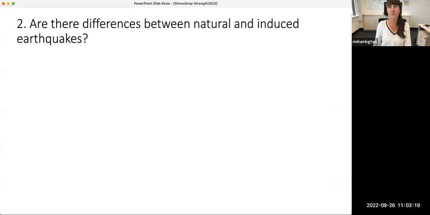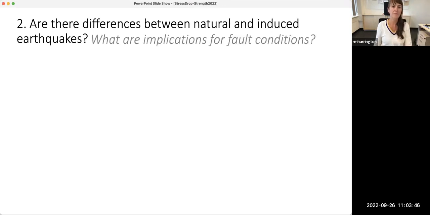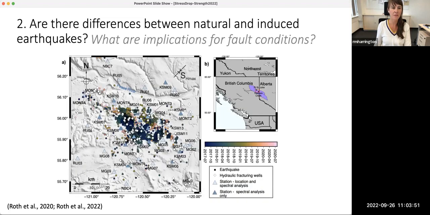Okay, so then we can ask the question: are there differences between natural and induced earthquakes? Because like I said, a lot of people are looking at induced earthquakes and finding oftentimes that induced earthquakes seem to have lower stress drop values. And so the question would be, why is that? You can imagine a number of conditions under which induced earthquakes are generated, why that might be the case. But what we want to get at are some of the implications for the faulting conditions.